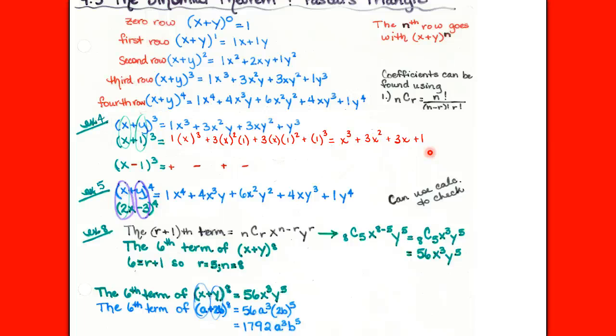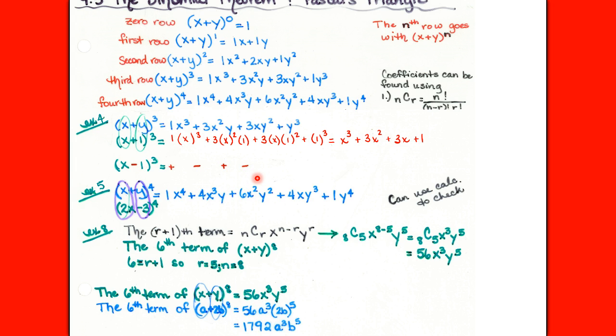Let's take that same pattern and alter it just a little bit. Instead of it being x plus 1, what if it was x minus 1? All right, what happens if we change the sign? If it's addition, all the signs are positive. If it's subtraction, the signs just flip-flop. If it's subtraction, it's going to start positive and then go negative, positive, negative.